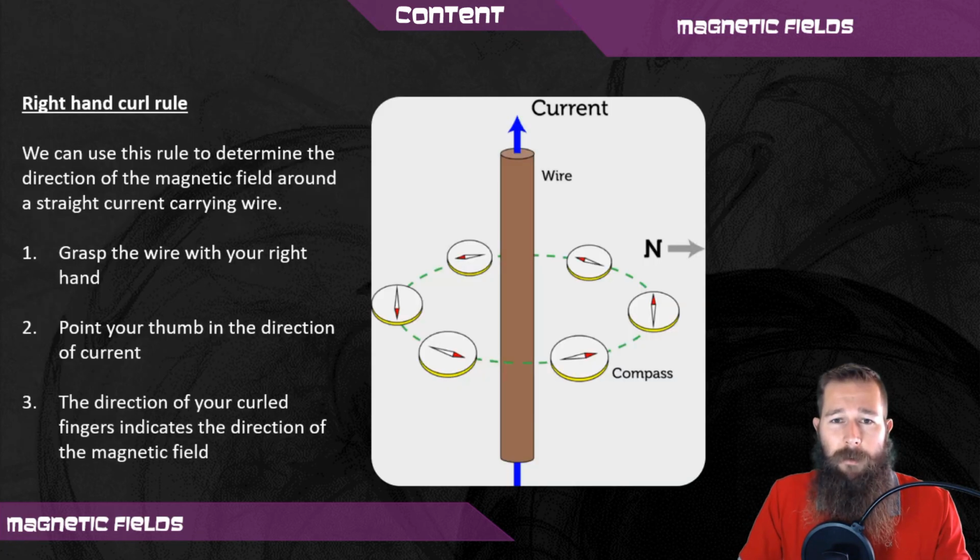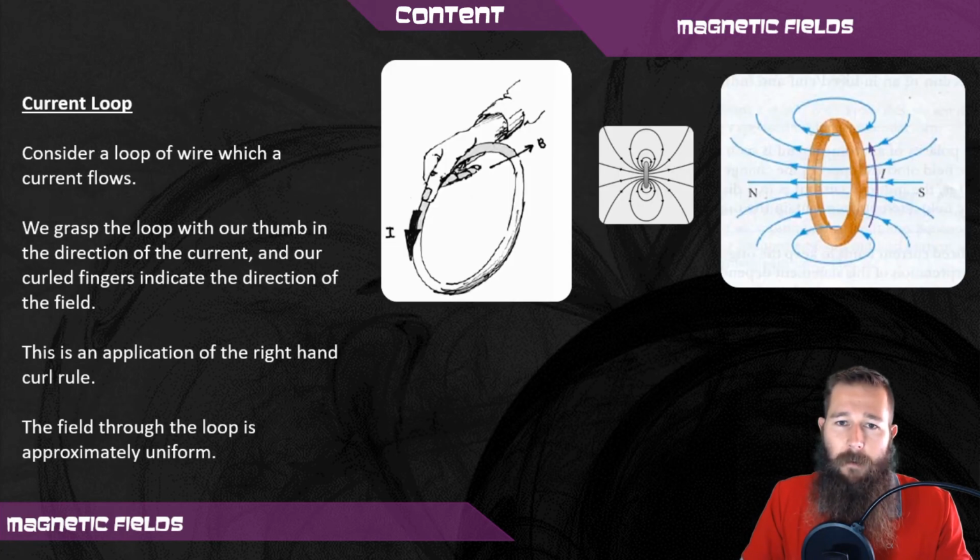So we can determine the direction of a magnetic field around a straight current carrying conductor by using the right-hand curl rule. So we do this by grasping the wire with our right hand. Our thumb is in the direction of the current, and the direction of your curled fingers is the direction of the magnetic field.